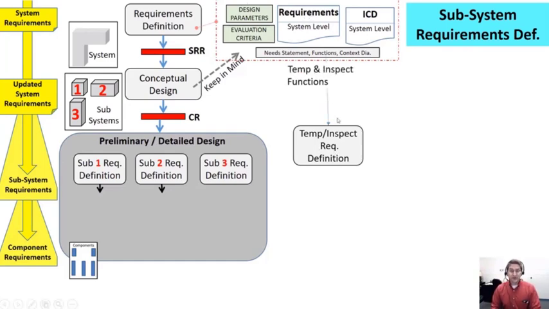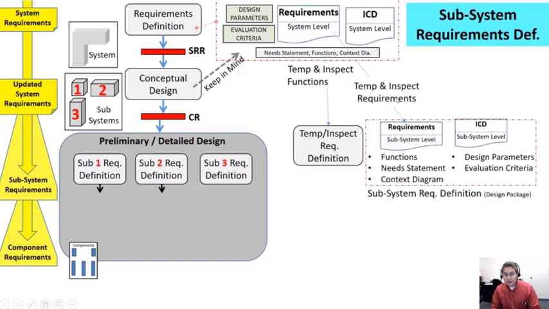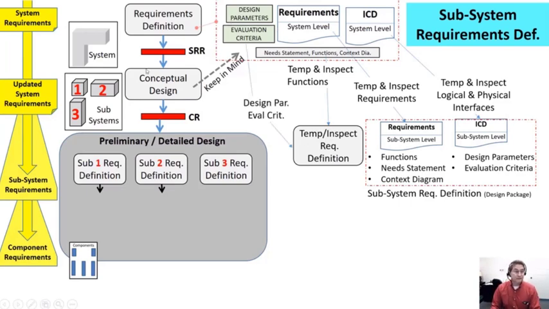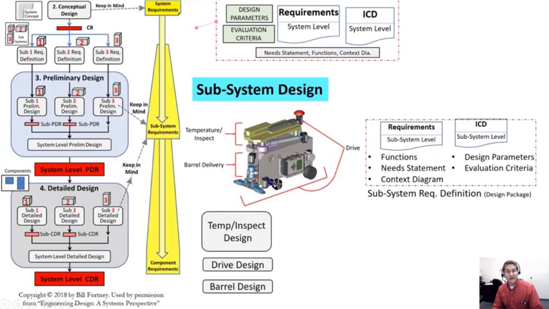So we're going to transfer from the system level the functions that our subsystem has to do, requirements from the system level, interface information from the system level, design parameters, evaluation criteria from the systems level. So we're going to define requirements for each of those subsystems. That's then what we'll use as we then do subsystem design. So now, each of those subsystems, we're going to start and begin to work on designing those, working out all the details of those. As we do, we're going to run across requirements. When we do, we're going to write those down as subsystem requirements.